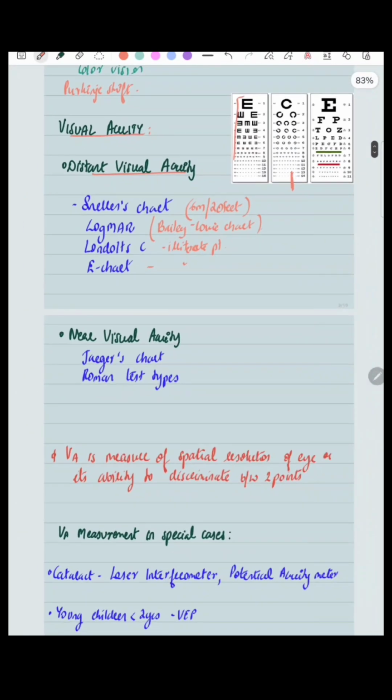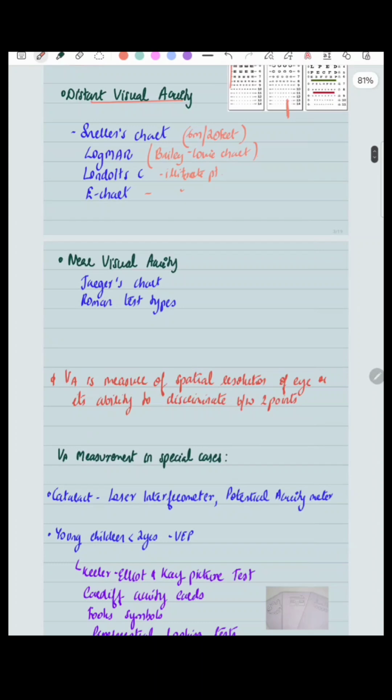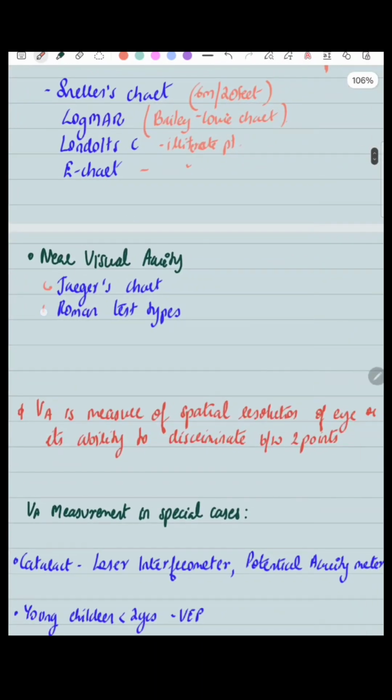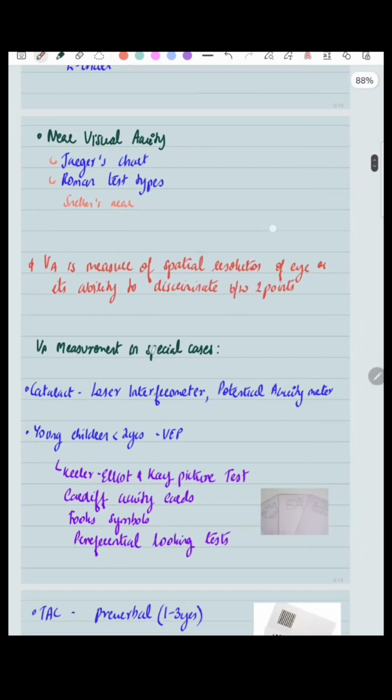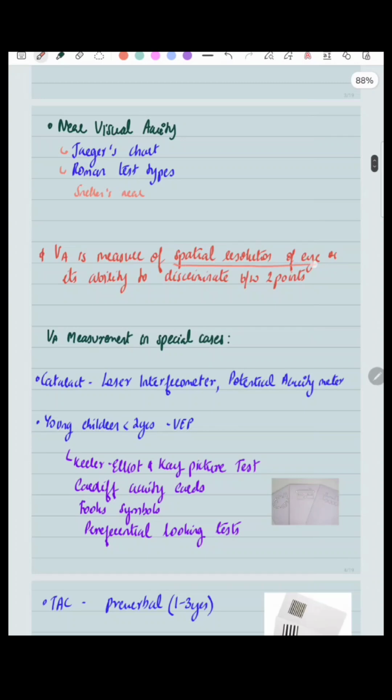Then next is the near visual acuity chart. Here there can be Jaeger's chart and Roman test types. Then Snellen's also has near vision test types. Visual acuity is a measure of the spatial resolution of the eye, or its ability to discriminate between 2 points.